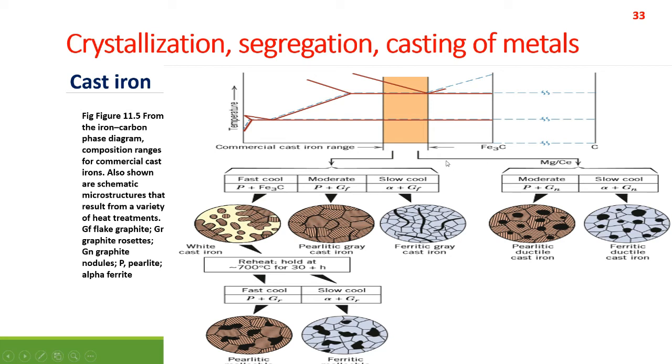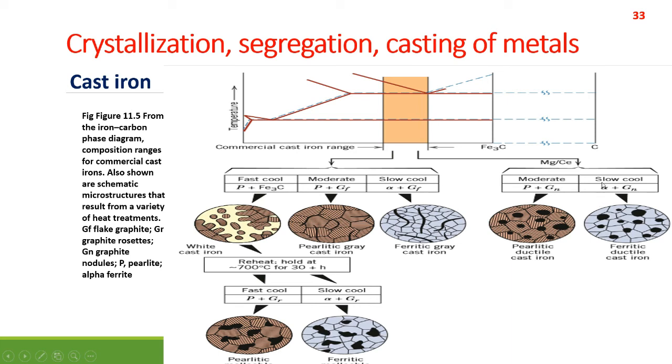Now, what if you add some alloying element like magnesium or cesium? Once you add an alloying element like magnesium or cesium, and if you cool it moderately, you get a combination of perlite and nodular graphite. Nodular means round structure. Here you see it's round in shape, which is called nodular. These black areas are my nodular graphites, and these striped areas are the perlite. And this is called perlitic ductile cast iron.